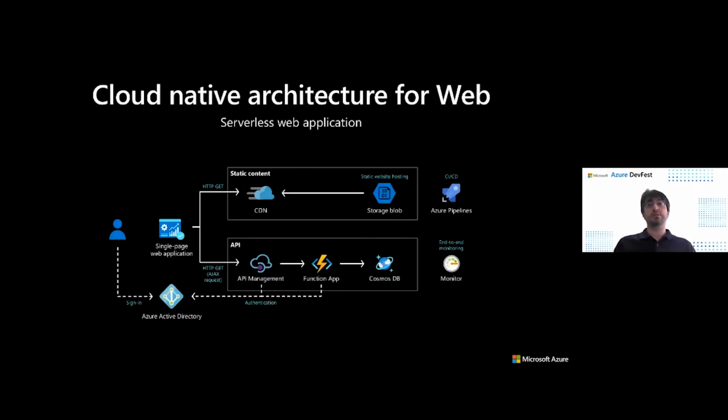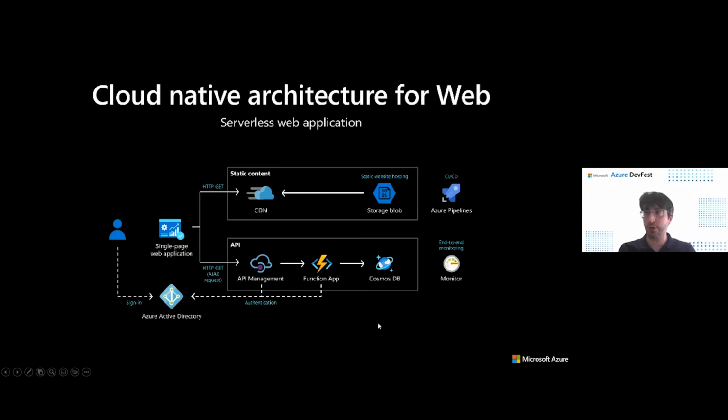All these components together are helpful to have a cloud native architecture for the web. So what we described so far are the three main components to expose an API to a single page web application. And then in addition, you can host all your static content, so HTML, JavaScript, CSS, images, inside the storage blob, and then expose it all over the world through a CDN without the need of infrastructure.